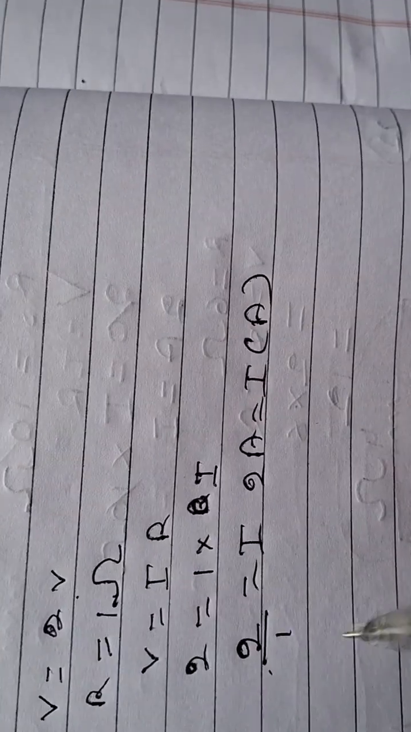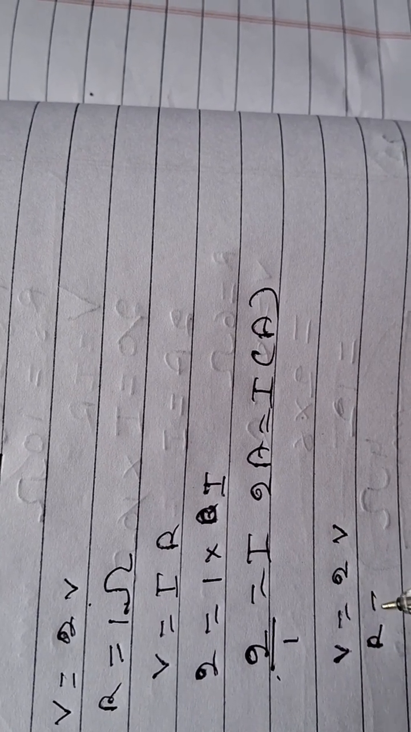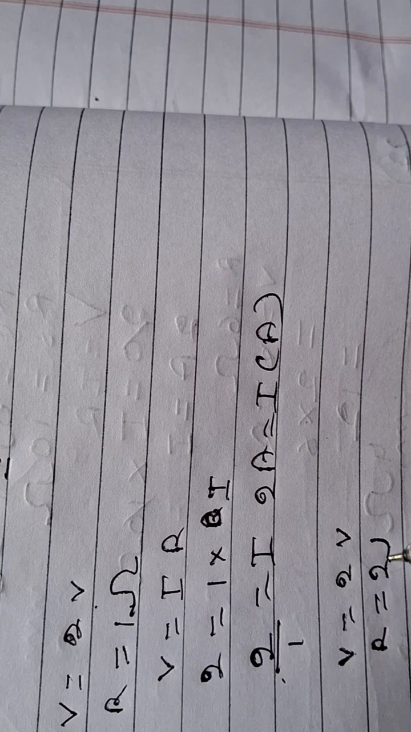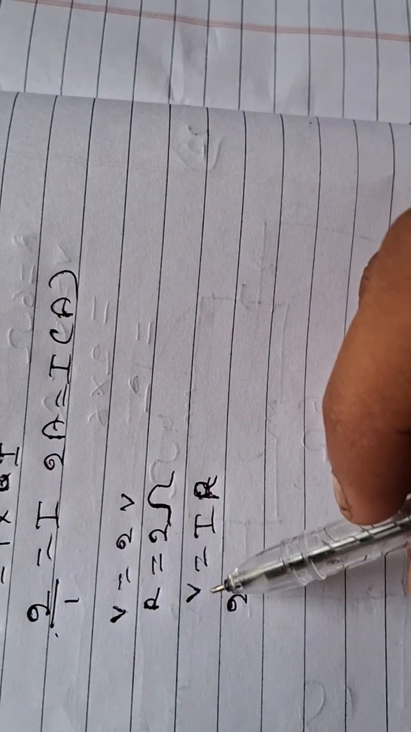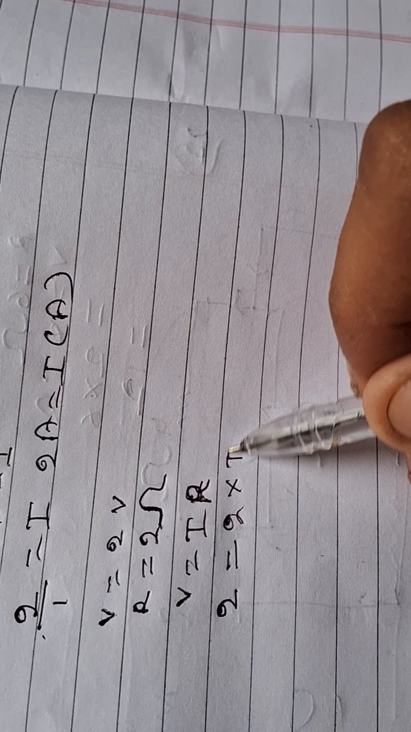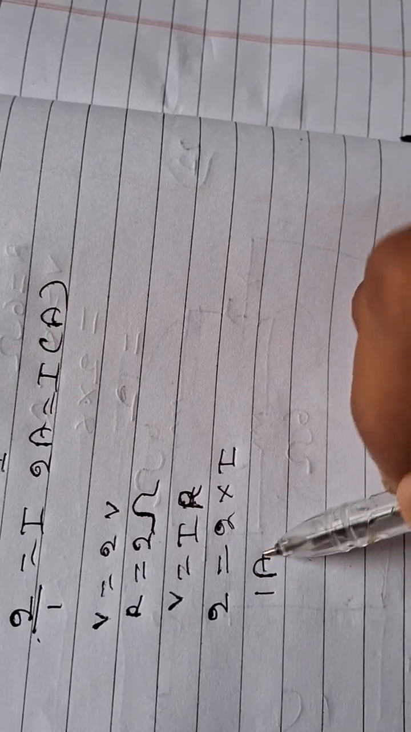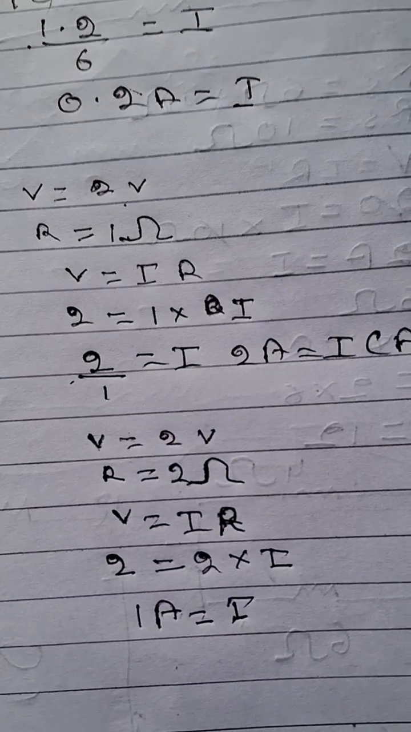Now in part B, similarly, V is equal to 2 volt, resistance is equal to 2 ohms. Now V is equal to IR. So 2 is equal to 2 into I. So 1 ampere is your I. Okay, so no big deal in this question. Kindly take a screenshot if you want.